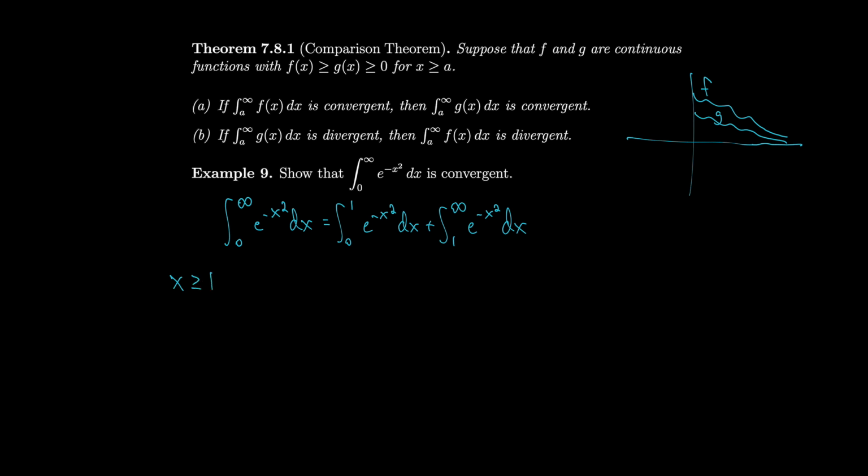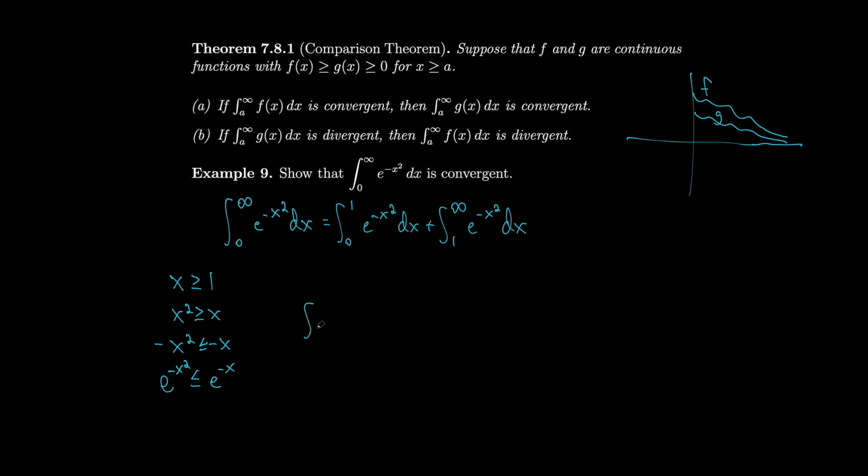So if we just have x values greater than or equal to 1, then that means that x squared is greater than or equal to x if we multiply both sides by x. So if we multiply by a negative, we get negative x squared is less than or equal to negative x. We're trying to make this look like e to the minus x squared, so we raise both sides to e. We get e to the minus x squared must be less than or equal to e to the minus x. And now we have a candidate for comparison.